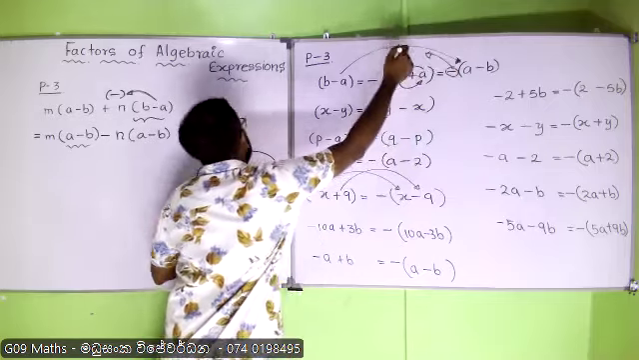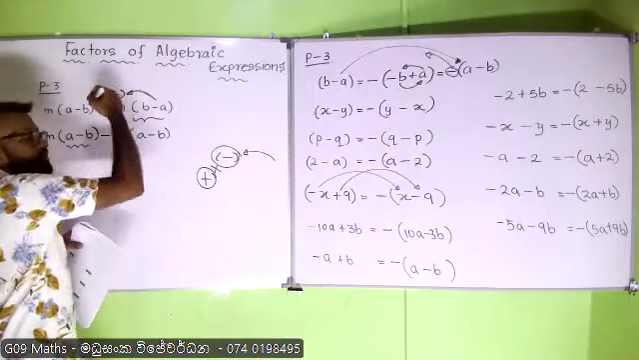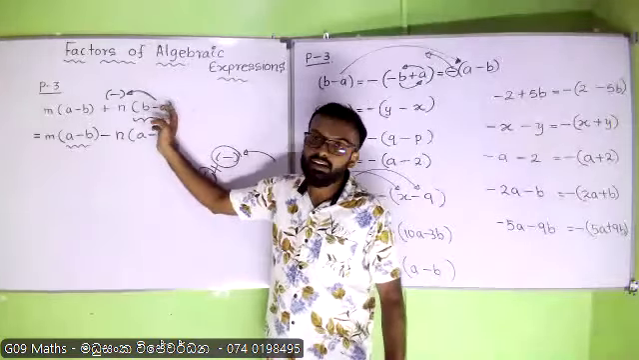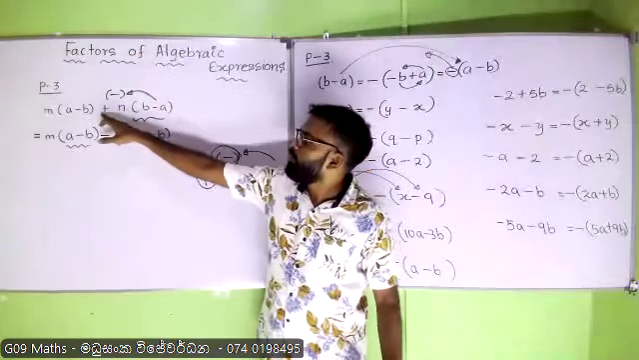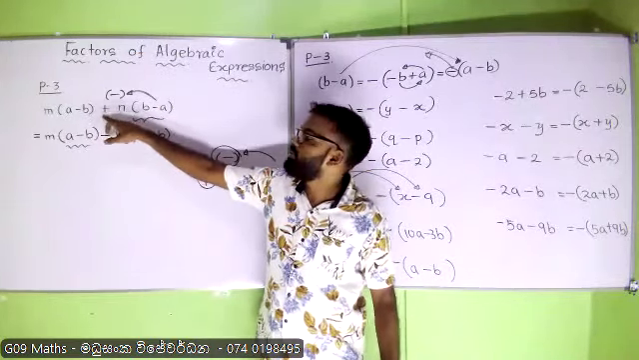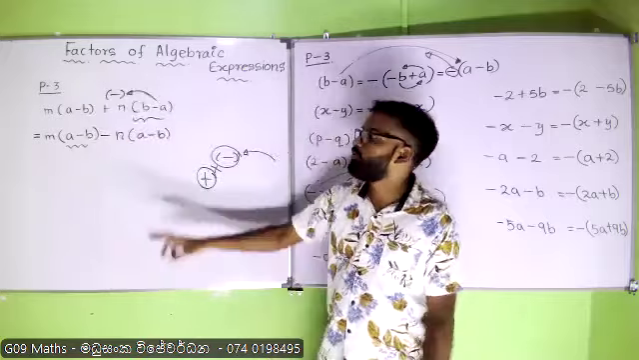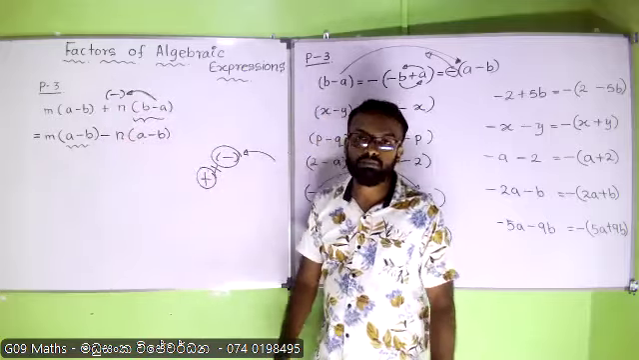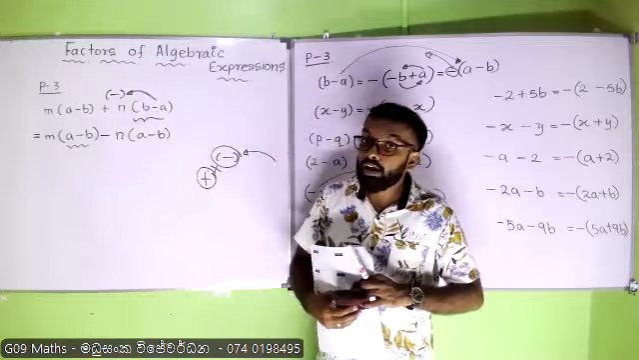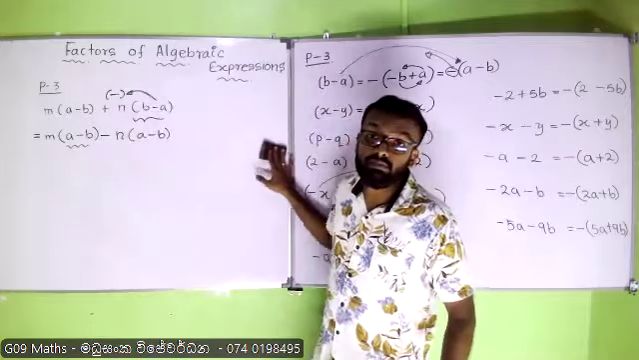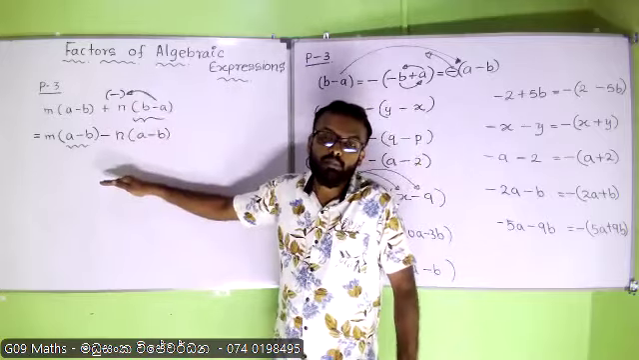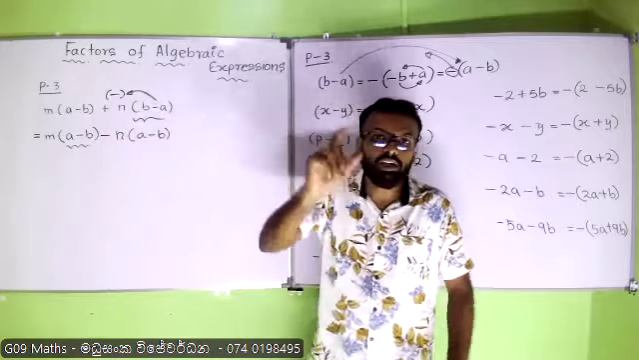This negative sign has flown away, and it has been consumed by this positive sign. Positive into negative is negative, n times a minus b. Sometimes you might not get this. That's okay. We are going to do some more examples, then you will get this.